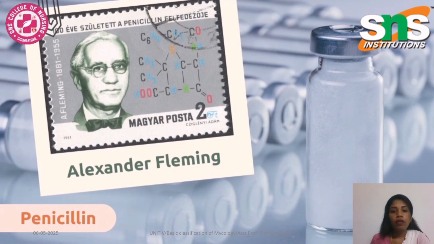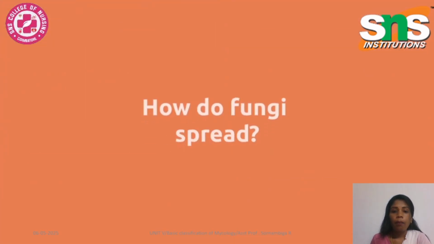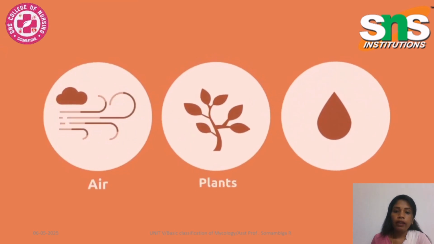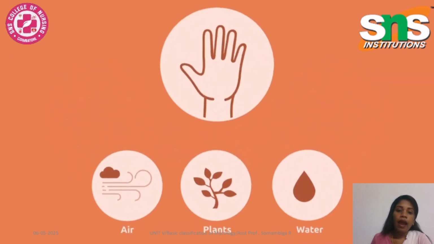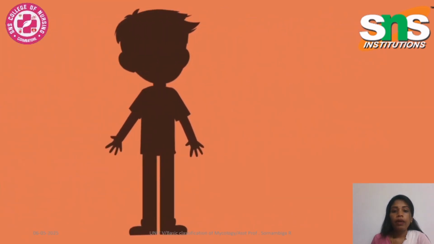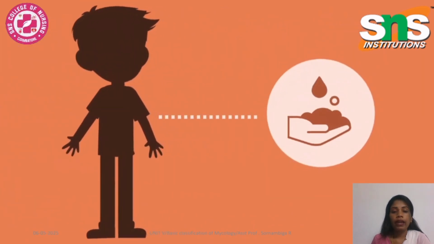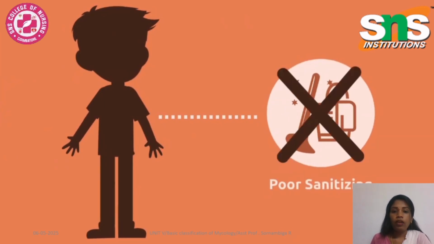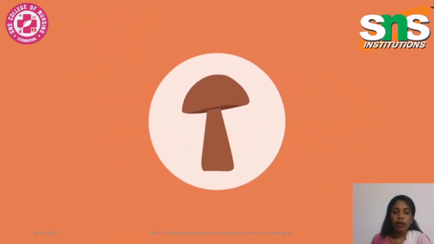Fungi can be found in air, plants and water. They can be transmitted by these materials and through contact with a person. Poor hygiene and poor sanitation may be the reason why people get infected by fungi. In nature, mushrooms produce spores that travel into the air until they reach a suitable place, where they can germinate.